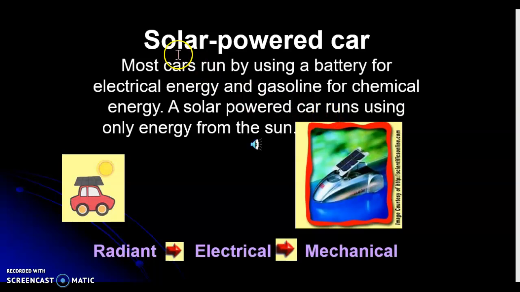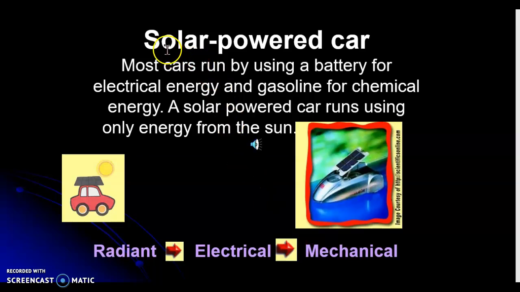Solar-powered car. Most cars run by using a battery for electrical energy and gasoline for chemical energy. So the battery has a stored energy of chemical energy. Once it's used, it is being transformed to electrical energy so that it can move, then it will have mechanical energy. When you use gasoline, the gasoline also has chemical energy. Once you use that, it will be transformed to electrical energy, and that electrical energy will enable your car to move. Then the movement of that car, you have now mechanical energy.